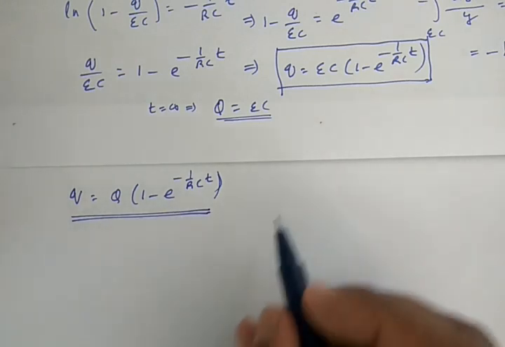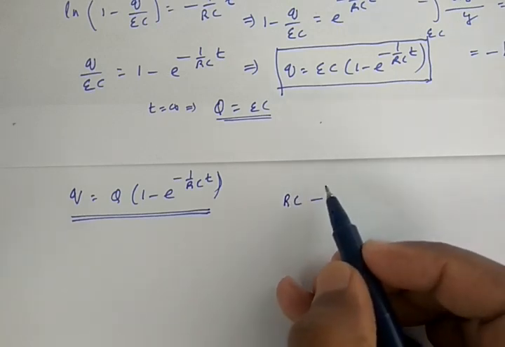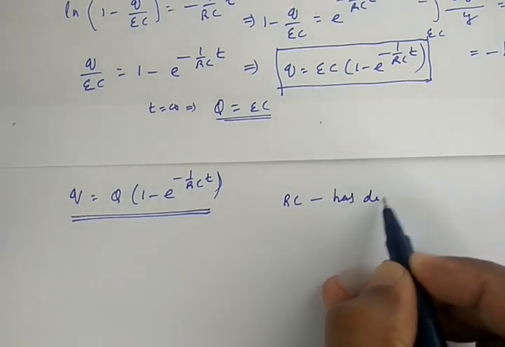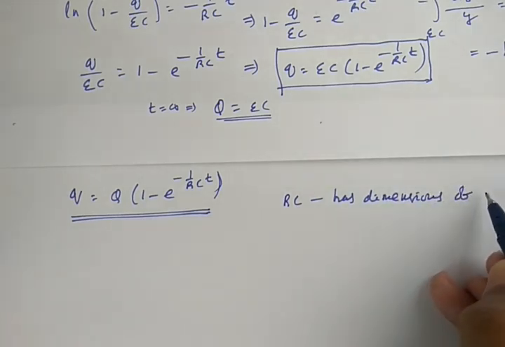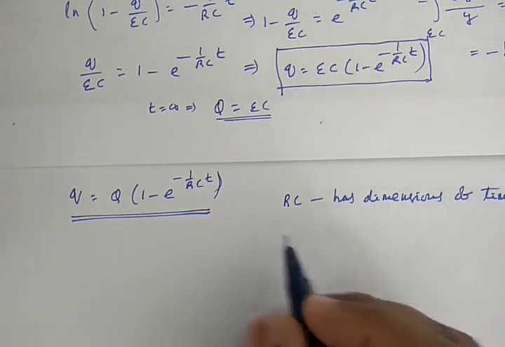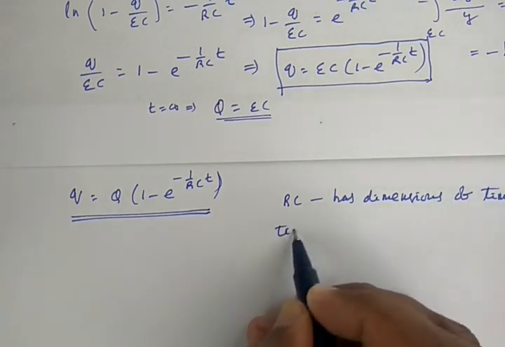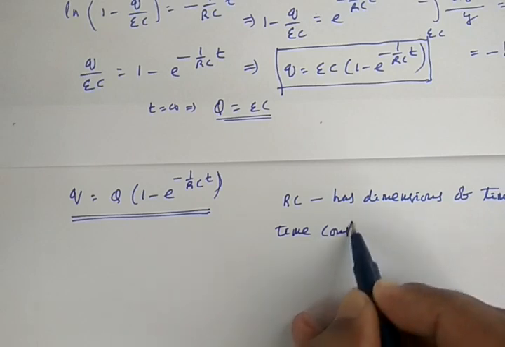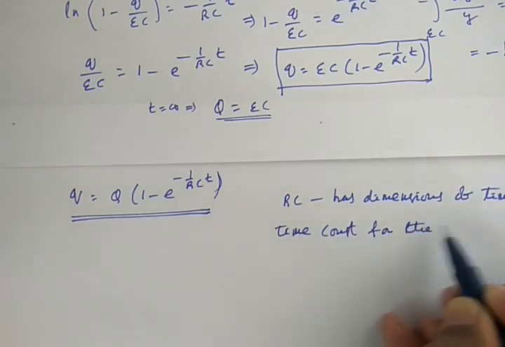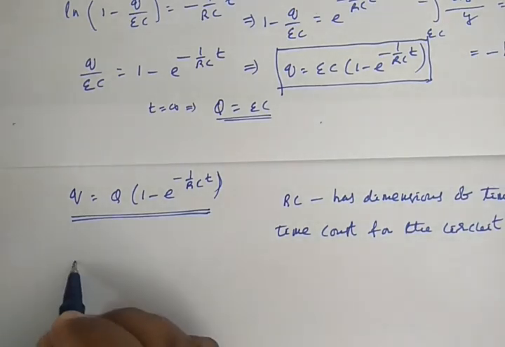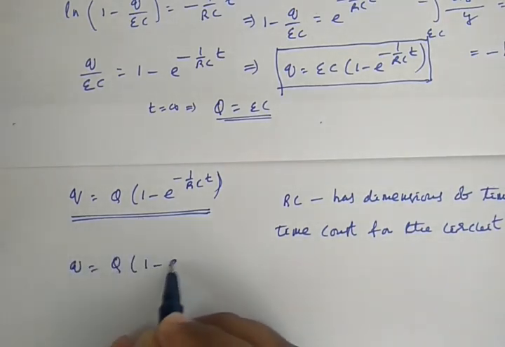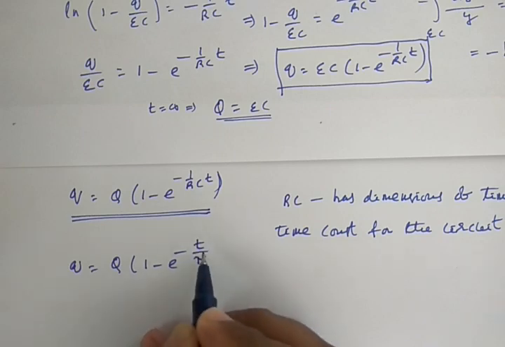So here RC has dimensions of time and is also called the time constant for the circuit. So you can also write it by the letter tau. So now q equals Q times 1 minus e power minus t by tau.